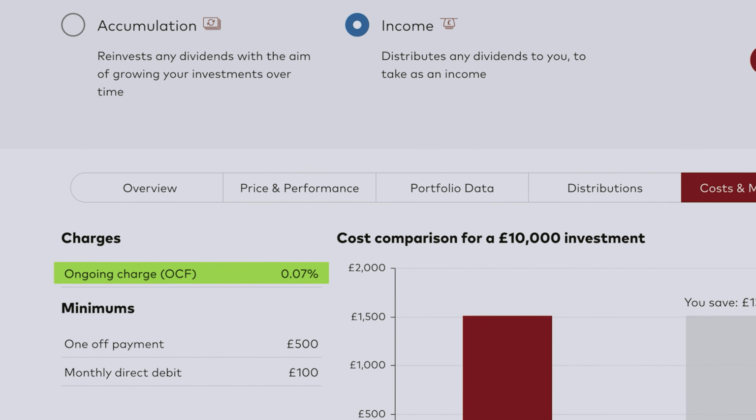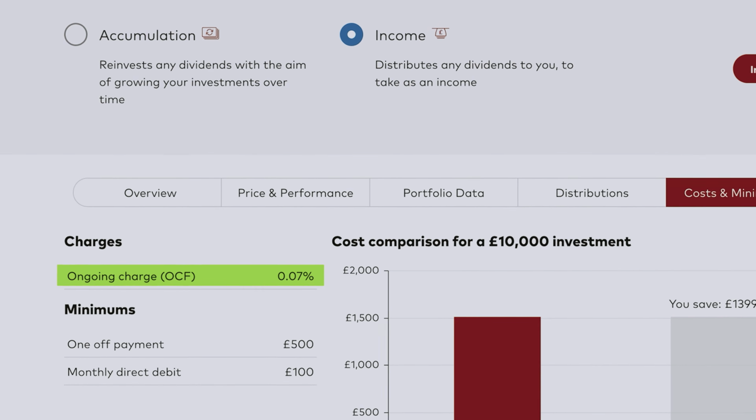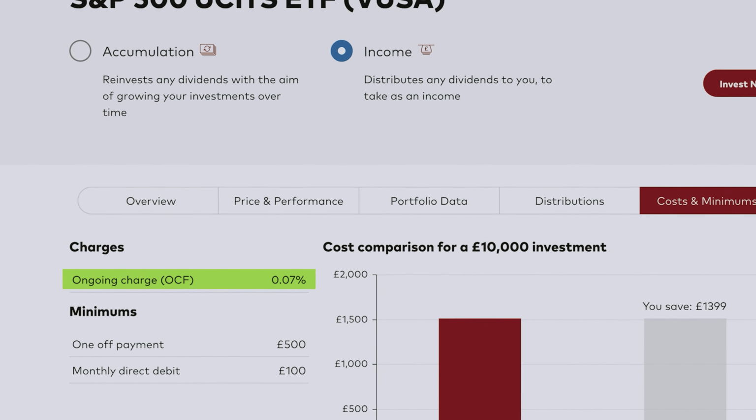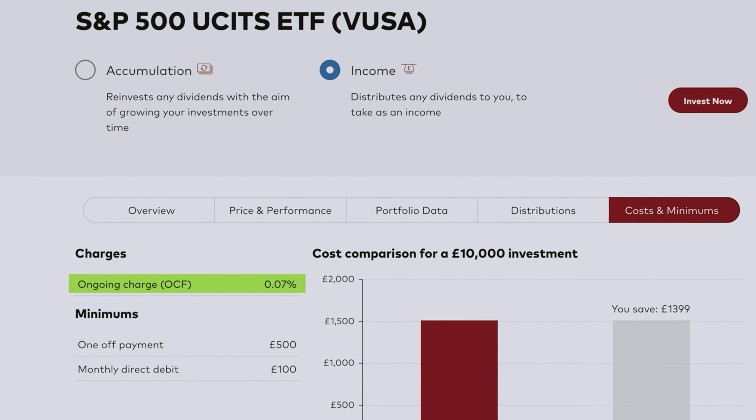Now, because we're dealing with relatively low fees, that may not seem like that much of a difference, but actually when we compare the two, it's more than 3 times more expensive to invest in a global fund than it is the S&P 500. And over a long period of time, that could make a substantial difference to your portfolio.